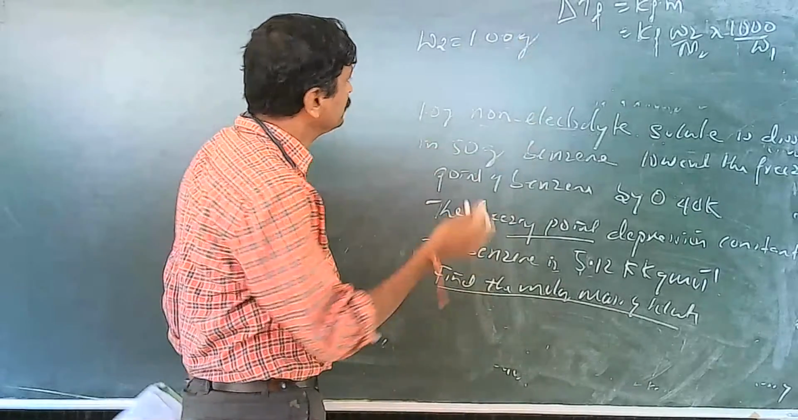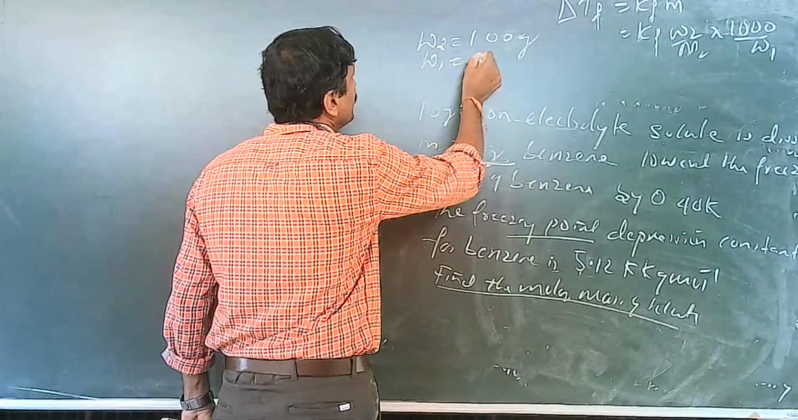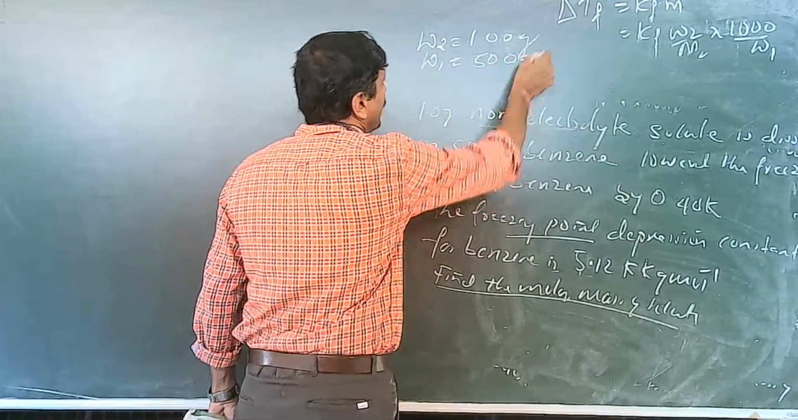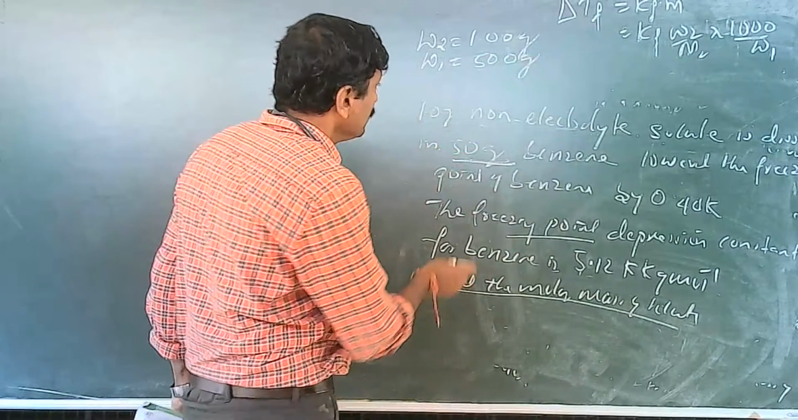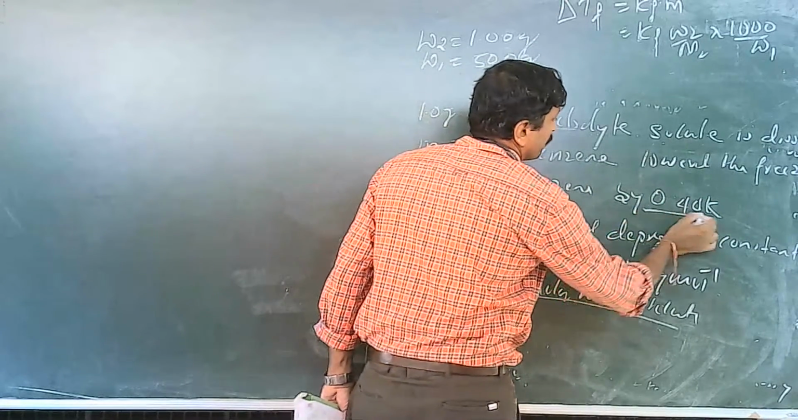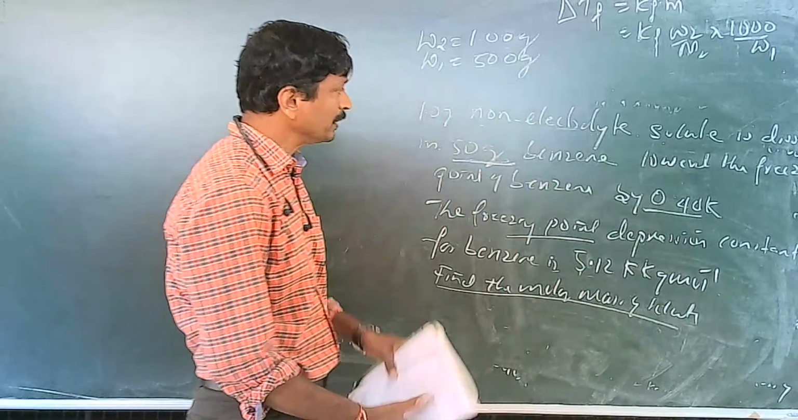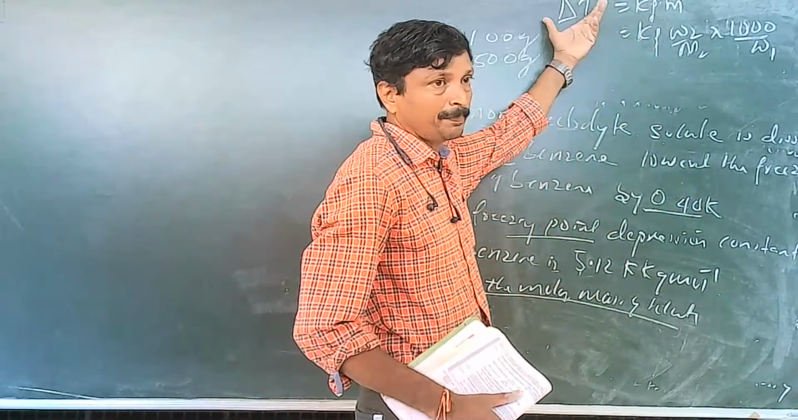W2 is dissolved in 50 gram of benzene, so W1 is equal to 50 gram. It lowers the freezing point of the benzene by 0.40. Here, the delta Tf is given.